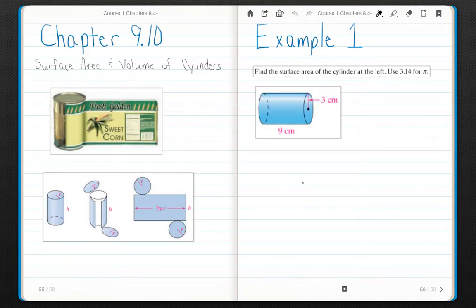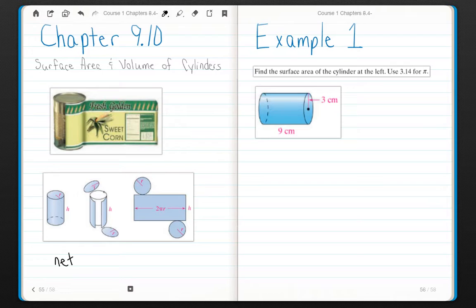Chapter 9.10, Surface Area and Volume of Cylinders. Now on the back counter, I have some cylinders. I have both a cylinder with a net inside of it, and I have some actual cans with labels on the back counter. If you want to take them apart or take a look at them, go right ahead. So let's start with surface area.